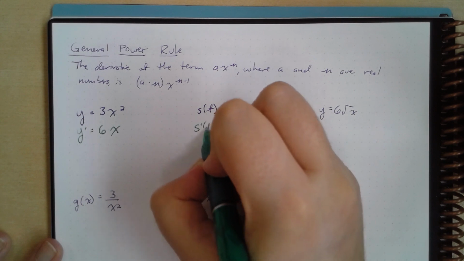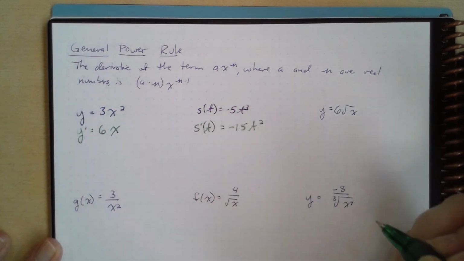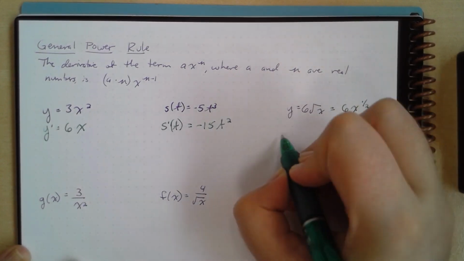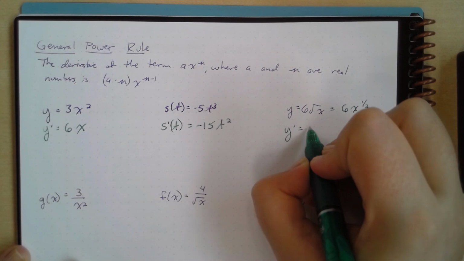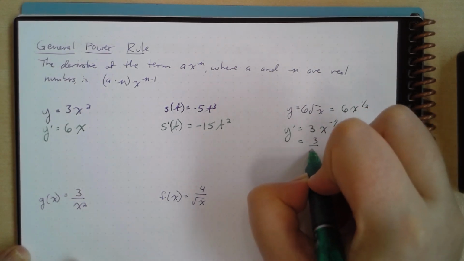s prime of t is going to be negative 15t squared. I'm going to rewrite this as 6x to the 1/2. So y prime is equal to 3x to the negative 1/2, which is equal to 3 over radical x.